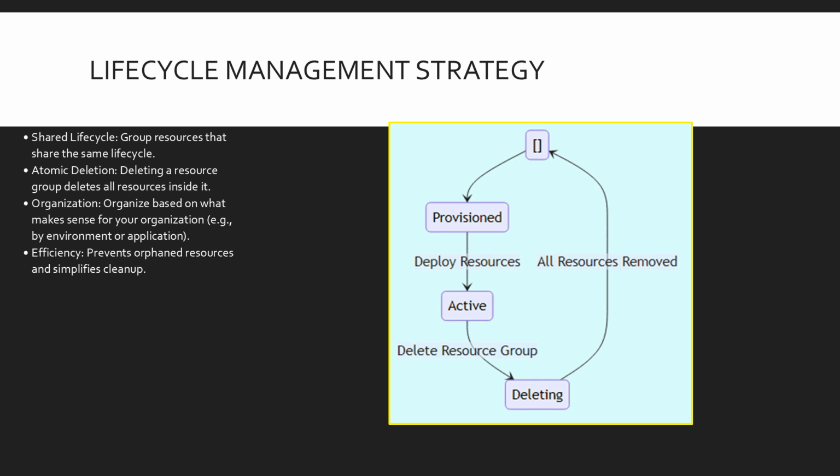Here we see the lifecycle state diagram. We start with a provisioned resource group. Moving to active, we deploy various resources into it. The critical transition occurs at delete resource group. This action moves the state to deleting, which automatically results in all resources removed. This visualizes the atomic nature of resource group deletion.